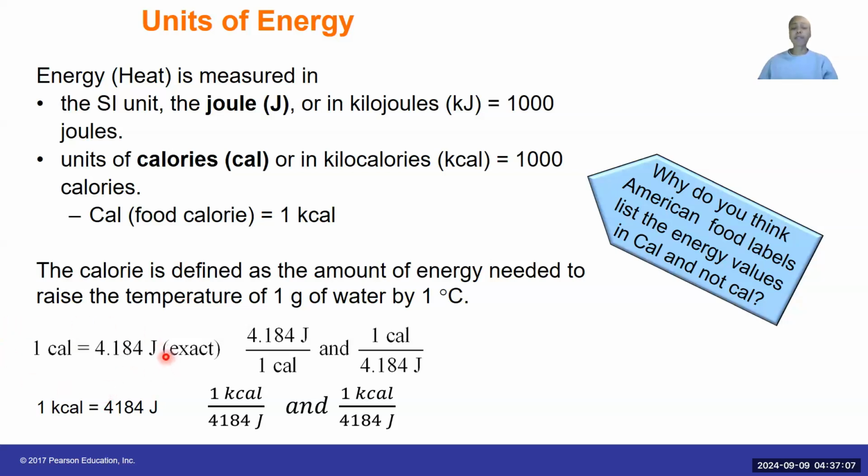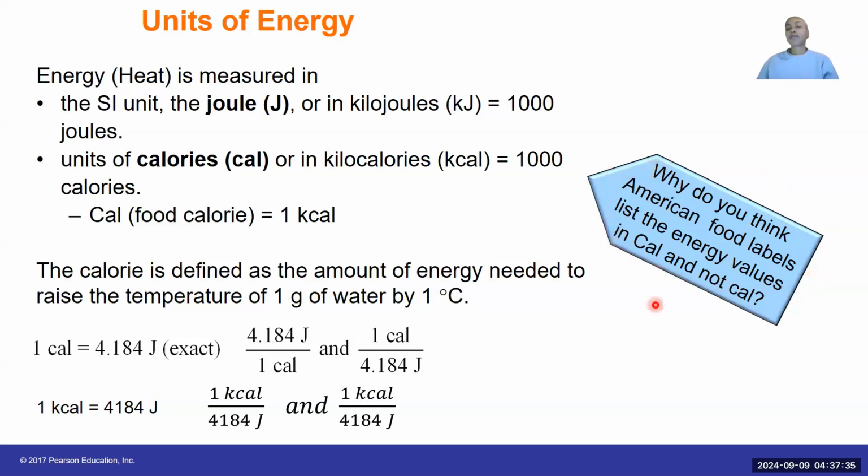So we can convert between calories and joules by using this equality, where 4.184 joules is 1 calorie. And we can swap that around depending on how we're doing our conversions. 1 kilocalorie now is equal to 4,184 joules. And this you can use as a conversion factor as well.